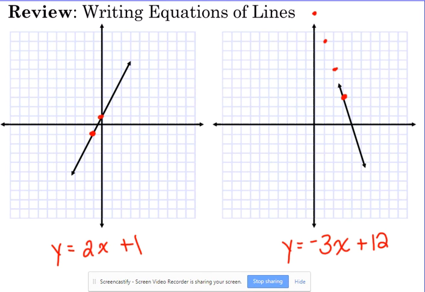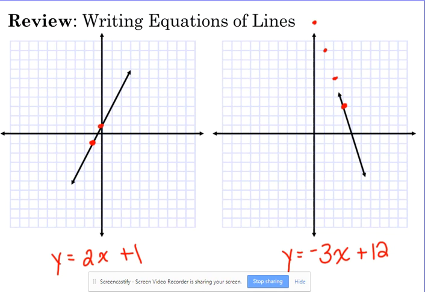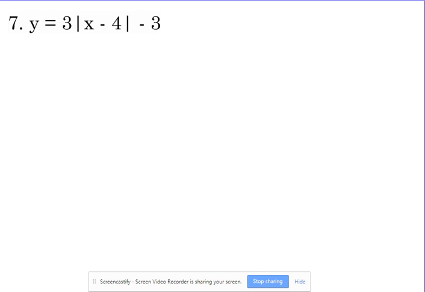So I wanted to review that because we're going to need that for what we're getting ready to do today and leading into Tuesday. So let's look at number 7 here on your paper. I want to talk about writing an absolute value function as a piecewise equation. I think you've seen a little bit with piecewise functions in Math 3. I'm going to go just from scratch.